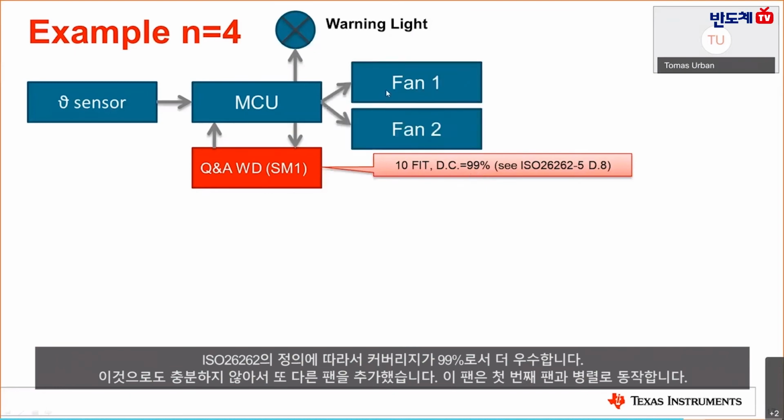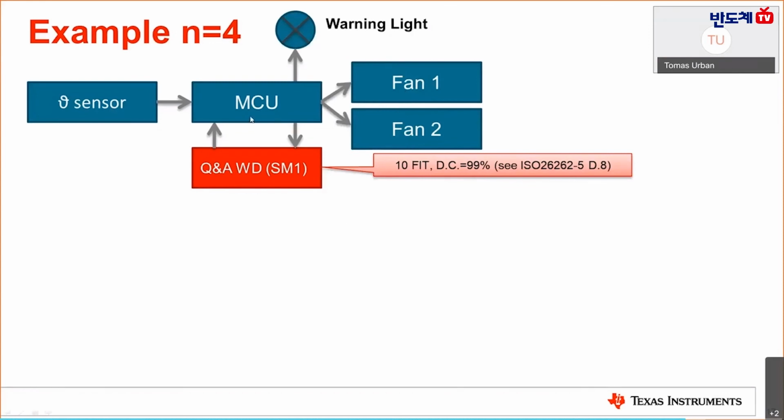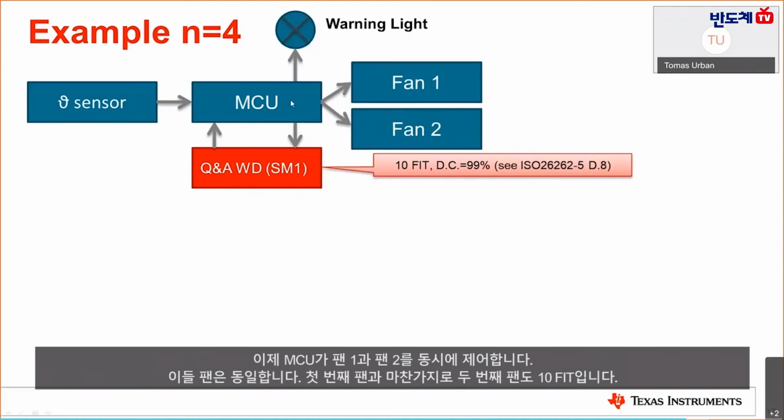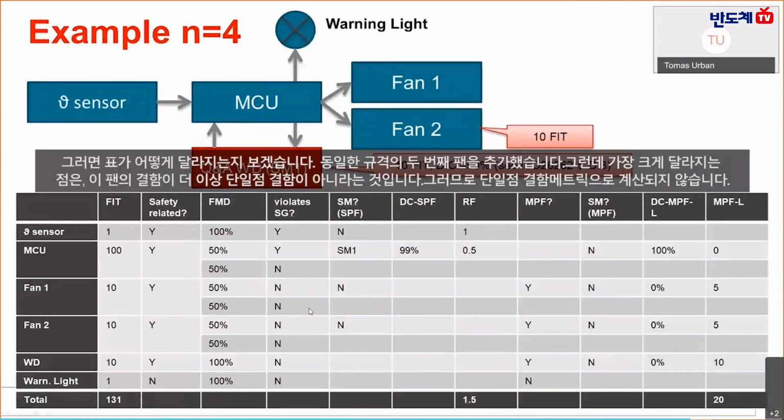We need to add another fan which works in parallel with the first one. Now the MCU concurrently controls fan 1 and fan 2. Those are identical fans, and the identical fan adds 10 FIT more, same as the first one. So let's see how the table changed.